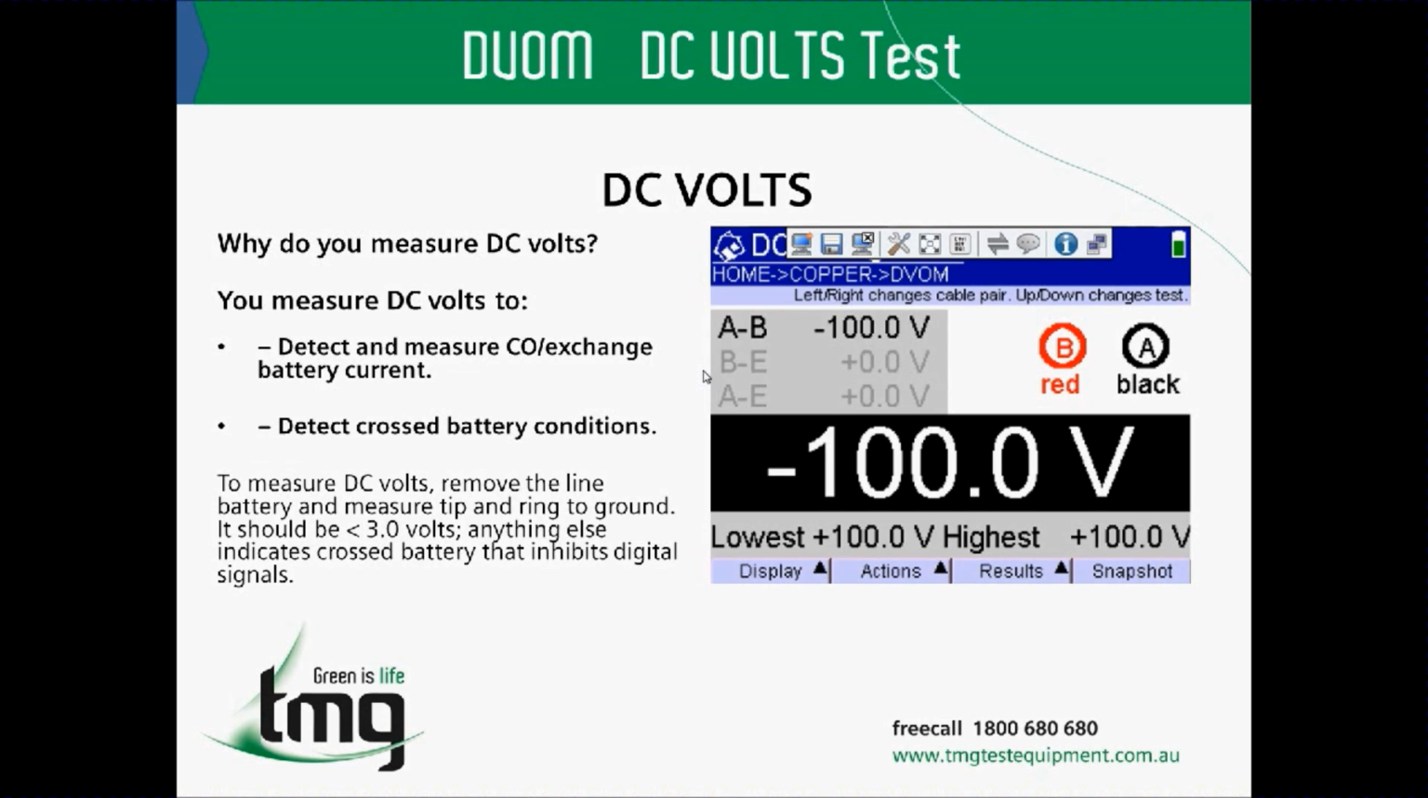In order to measure DC volts, we have to remove the line battery and measure the tip and ring to ground. That ideally should be less than 3 volts. Anything else will indicate gross battery conditions that we are inhibiting a fault.